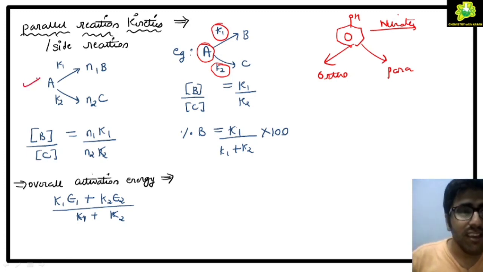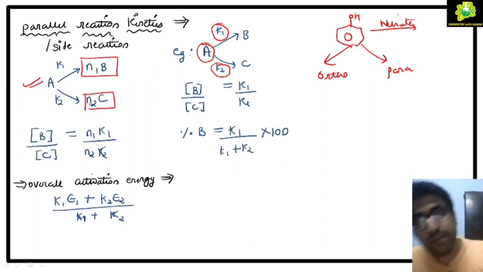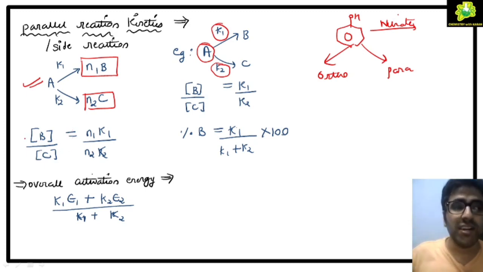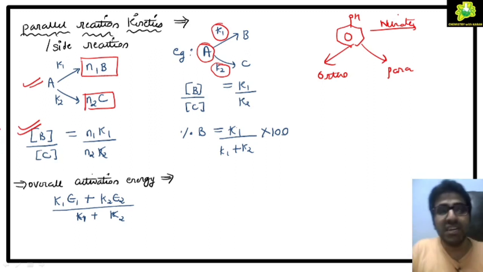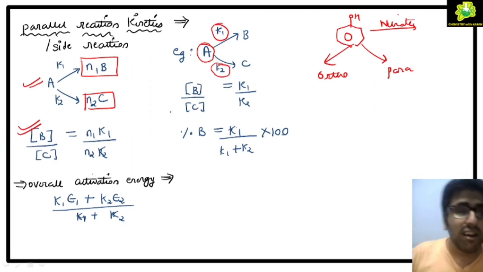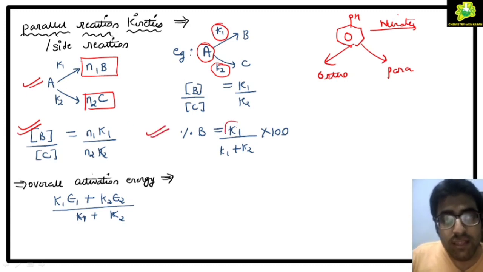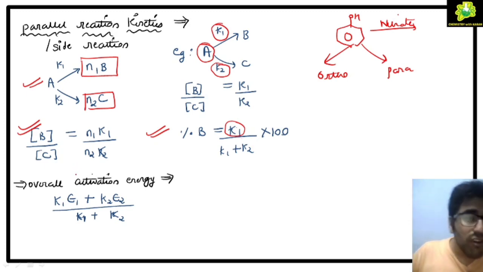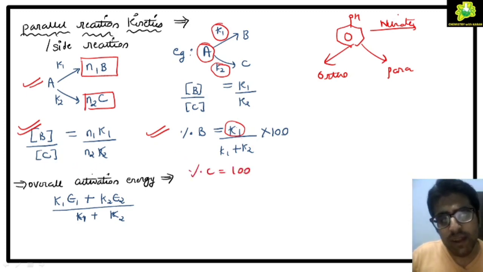Here it is the reaction basically, and we are getting N1 moles of B and N2 moles of C. So the most important formula is the ratio of concentrations of the products. The concentration of B divided by the concentration of C is equal to N1 K1 divided by N2 K2, the respective ratios of the rate constants. Now, the question which comes in the exam is to calculate the percentage composition. The percentage composition of B will be the rate constant for the B product upon the sum of both the rate constants, into 100. Clear? And you can calculate percentage C also by 100 minus B.